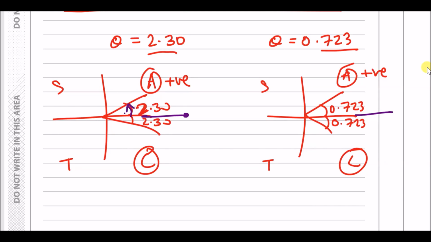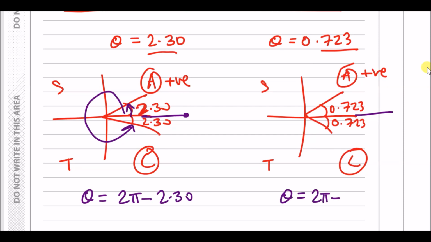It's 2.30. Our second one is going to go all the way around and hit this line here, which is almost a full circle. And remember, a full circle is 360 degrees or 2 pi. So our other result is also going to be 2 pi minus 2.30. And again, the same thing applies to the right side. We're going to have 2 pi minus 0.723.